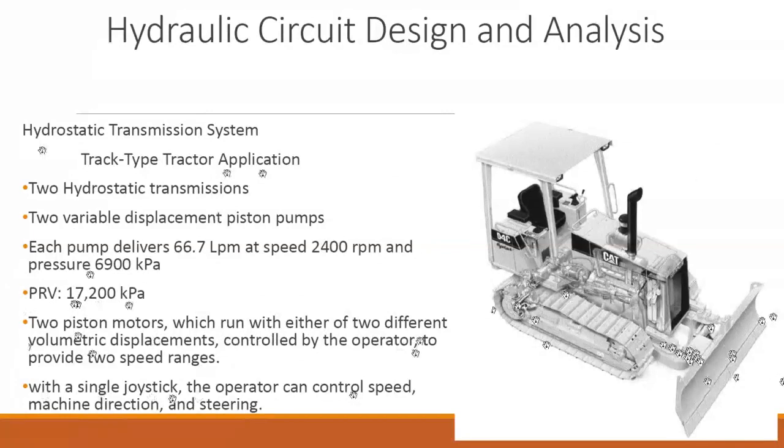Then with a single joystick, the operator can control speed, machine direction, and steering. The machine direction works like this: if you apply the oil to come here, this will turn with the help of this piston motor, and the other will not turn. So it will allow this tractor, or this earth mover, to turn in the other direction. And if he does the other way around, that one will stop and the other will start working, and it will turn to the other side. That's how it works. So this is a very good, compact and complete application of the hydrostatic transmission system. It has two hydrostatic transmission systems that we have seen and learned.